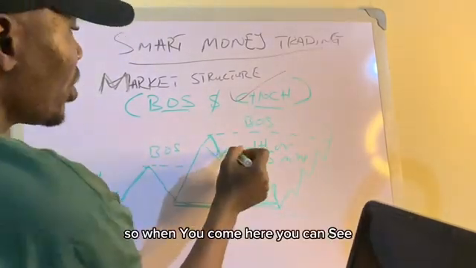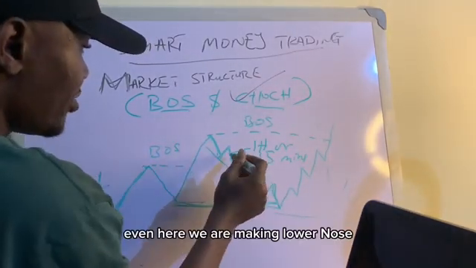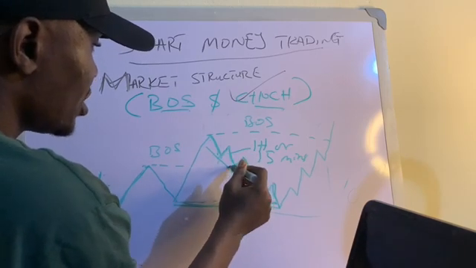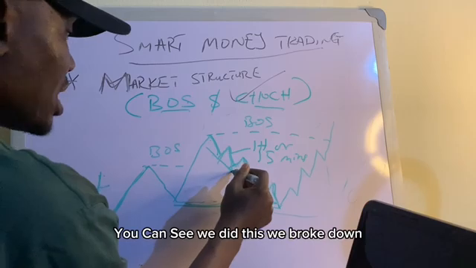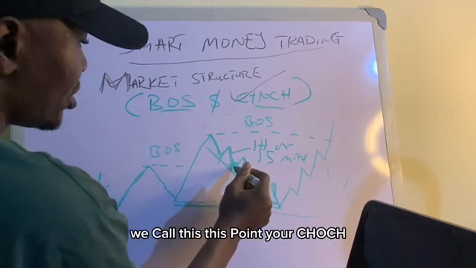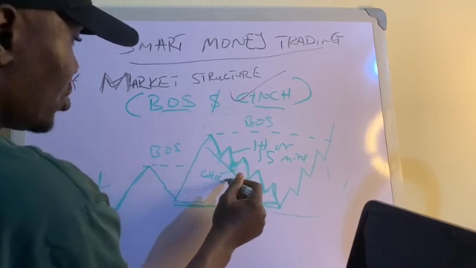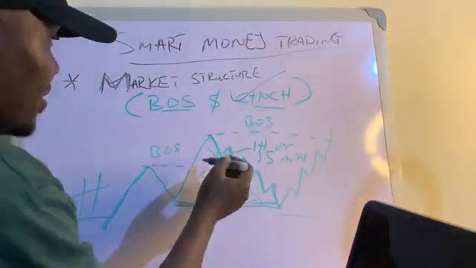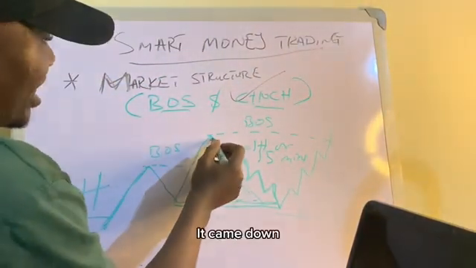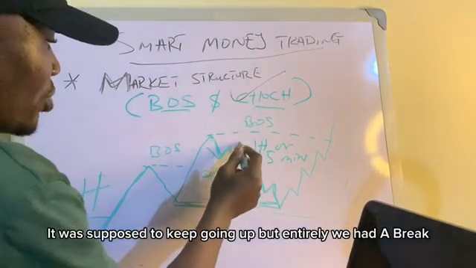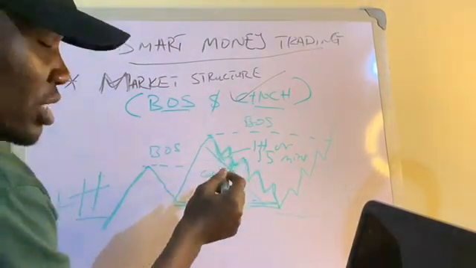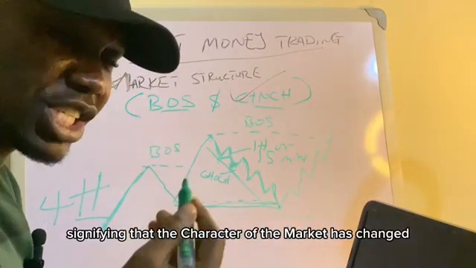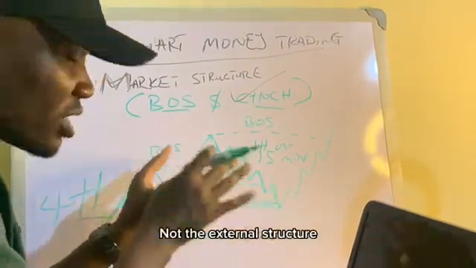Once it gets there, it is likely to reverse from that point and start going to the upside again. So when you come here, you can see we are making lower lows. At this point, you can see this break. We broke down. We call this point your chalk. Why do you call it a chalk? A chalk is a change of character, because initially this was going up. It came down. It was supposed to keep going up, but internally we had a break. So you call it a change of character, signifying that the character of the market has changed. But this is the internal structure, not the external structure.